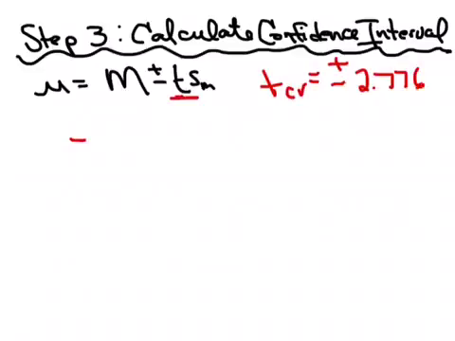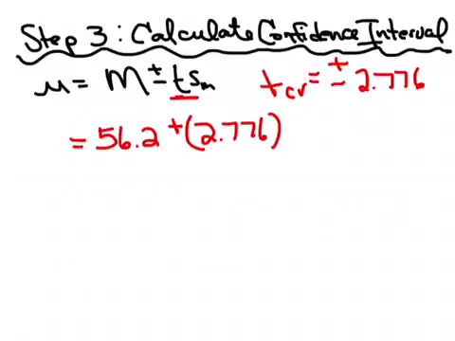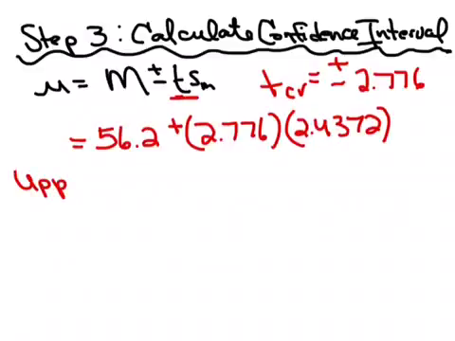So our equation ends up being our sample mean, 56.2, plus 2.776, and then we're going to plug in our estimated standard error that we calculated. If you look back, it's 2.4372. So this would be our upper boundary. We're going to calculate that out, and the upper boundary is 62.97.